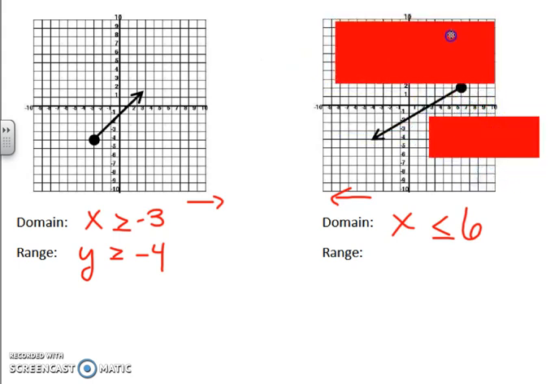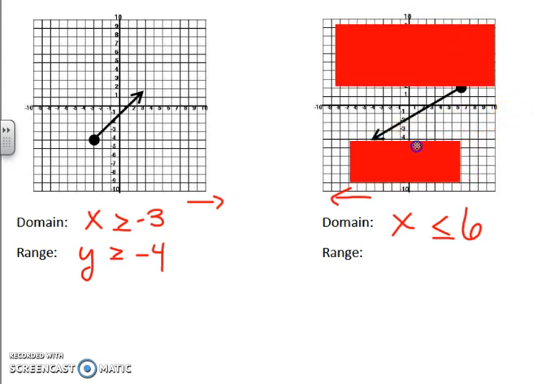So again, the highest the graph went was a 2. And the lowest it went, it hit an arrow, which means that's going to go forever and ever and ever down. Okay, so if it's going down, that means it's going to be less than.